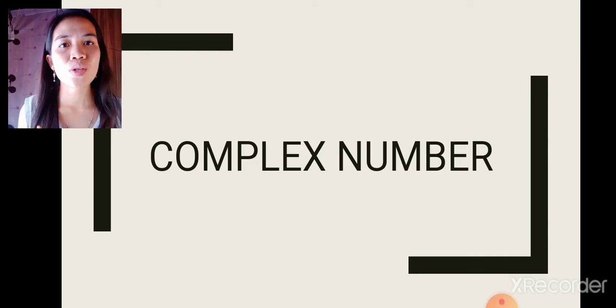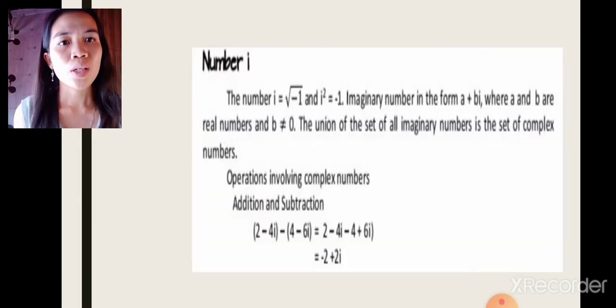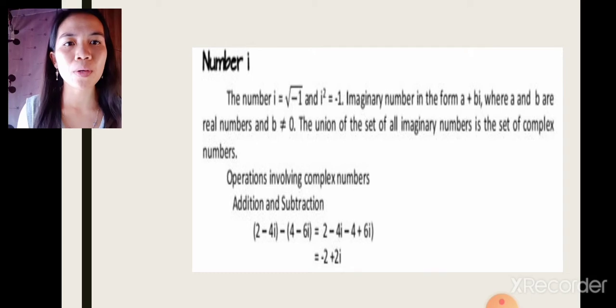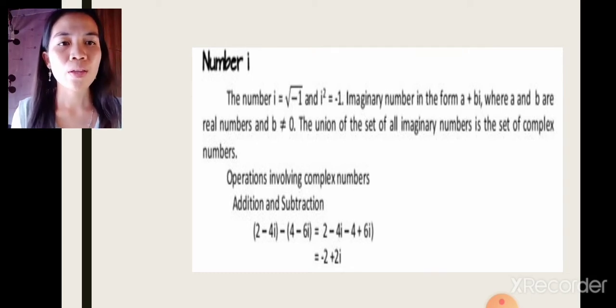I'm Anna Raman. Today I will discuss complex numbers. The number i is equal to the square root of -1, and i squared is equal to -1. An imaginary number is in the form a plus bi, where a and b are real numbers and b is not equal to 0. The union of the set of all imaginary numbers and the set of real numbers is the set of complex numbers.